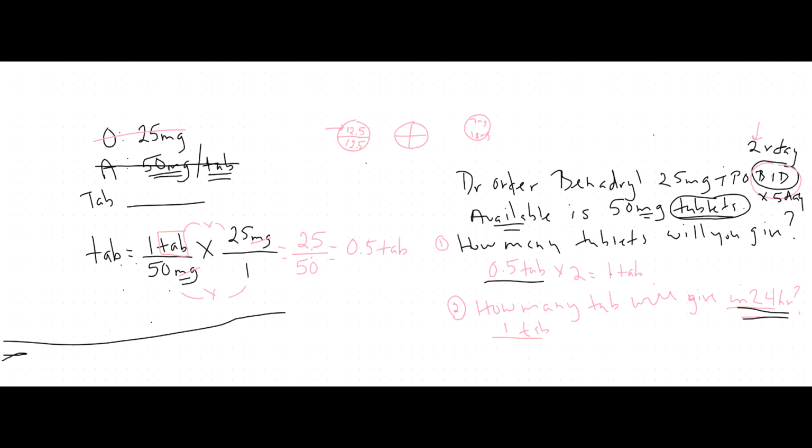Now, let's say it asked how many tablets for the whole 5 days. So how much would we give per 5 days? Then you would take your 1 tablet a day and multiply it times 5 days. So it would be 5 total. Does that make sense?